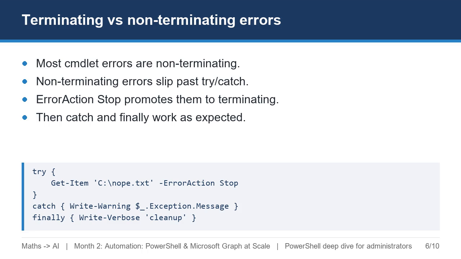Here is a trap that catches everyone. Most cmdlet errors are non-terminating. They print red text but keep going, and crucially they slip straight past a try-catch block. To actually trap them, you must promote them with -ErrorAction Stop. Once you do that, your catch block fires and your finally block runs no matter what. Remember this: no ErrorAction Stop, no catch.